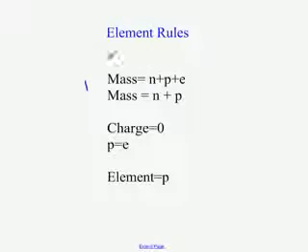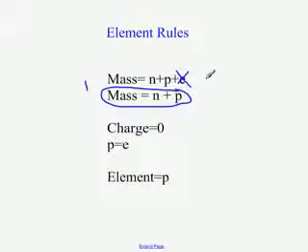But I just told you that electrons don't have any mass. So therefore, we could say that the mass really equals the number of protons plus the number of neutrons. That's our first rule.